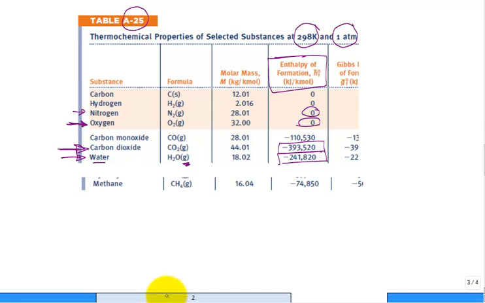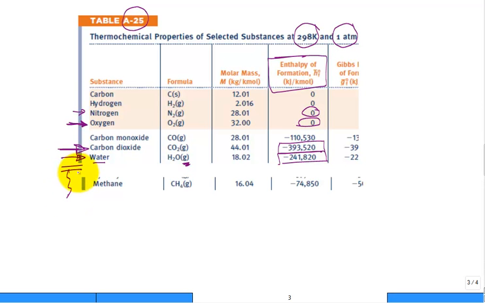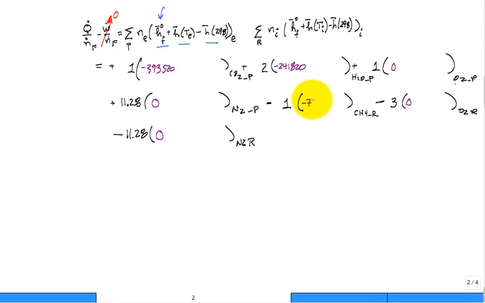So let's go back here. For this oxygen, it's 0 both for the product as well as the reactant. And the nitrogen is 0 for the product as well as the reactant. How about for the methane? Well, we have to look down here. There's a gap in our table, so I cut and paste. And this is methane, and it has an enthalpy of formation. Notice it's gaseous. Negative 74,850. Negative 74,850.